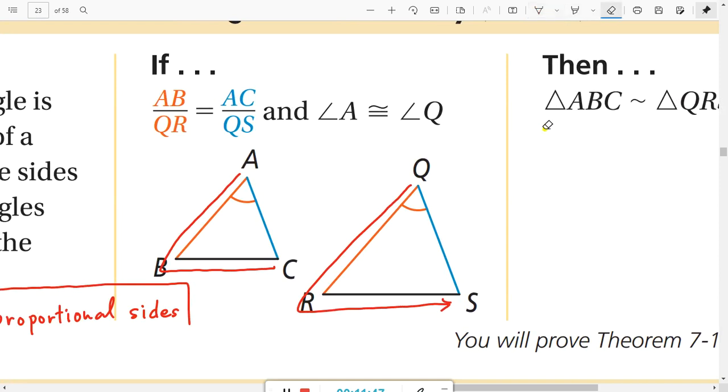So notice here that the sides are not congruent. They are proportional. Okay, but the angles in between those two sides are congruent. So A is congruent to Q.